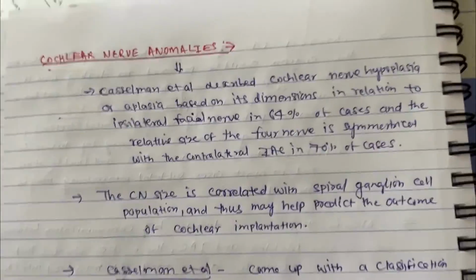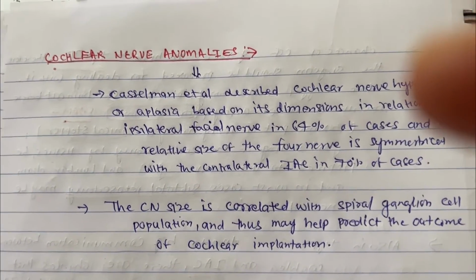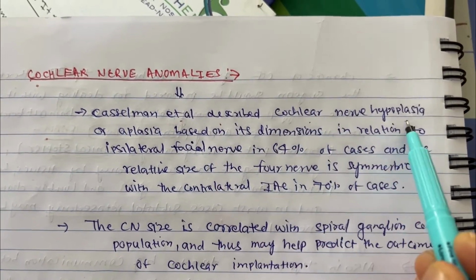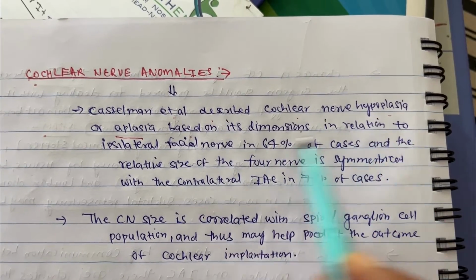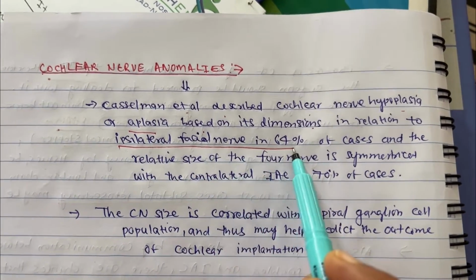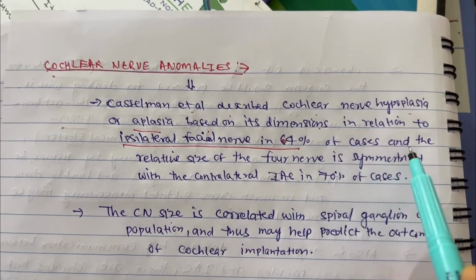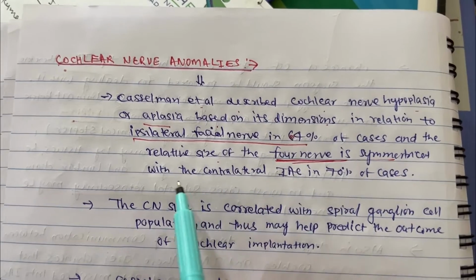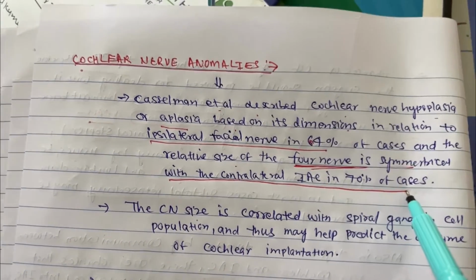Now let us talk about cochlear nerve anomalies. According to Kesselman et al., cochlear nerve hypoplasia or aplasia is described based on its dimension in relation to the ipsilateral facial nerve, in about 64% of cases, and the relative size of the nerve is symmetrical with the contralateral side in about 70% of cases.